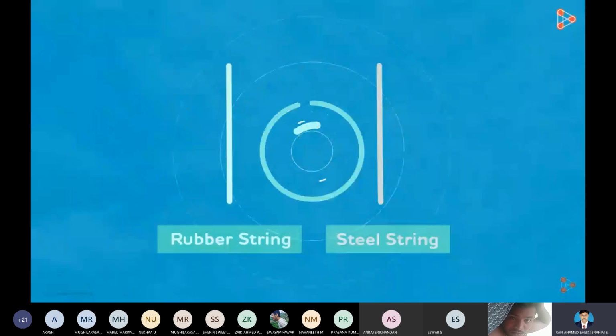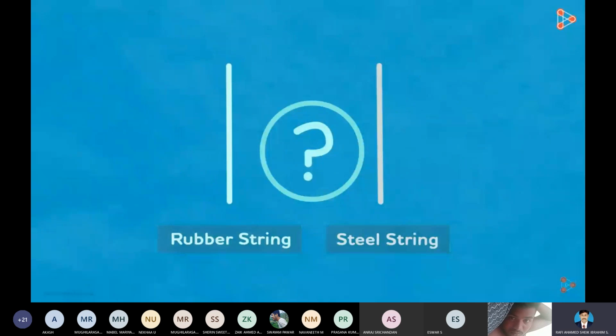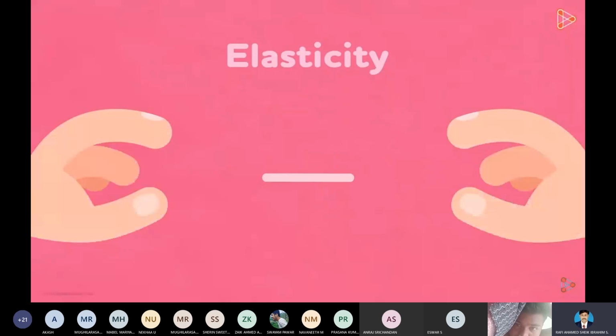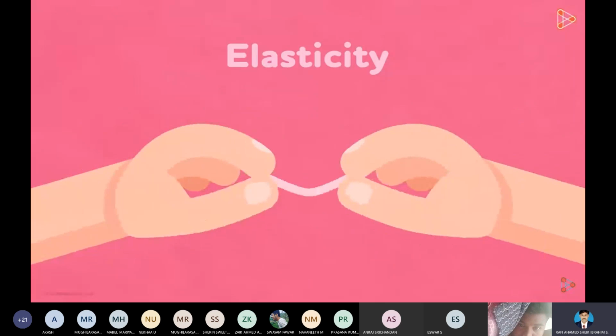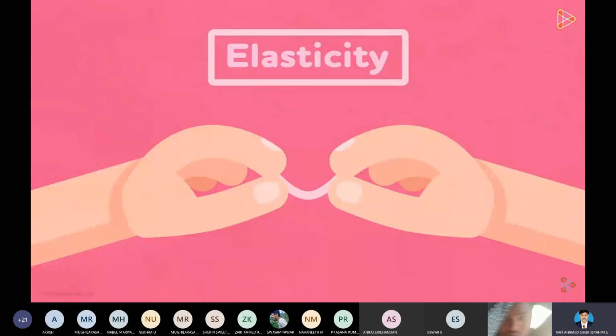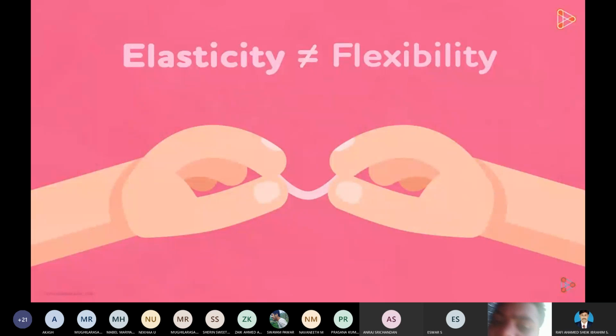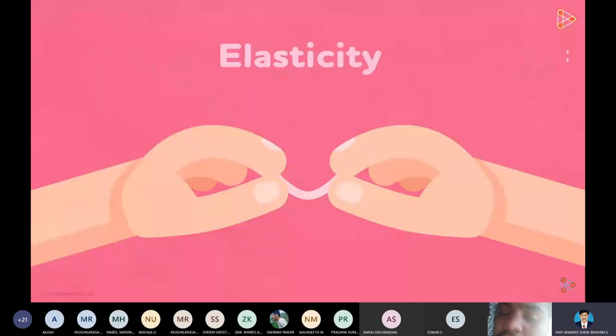So, which one would you say is more elastic? Steel or rubber? You would think that the obvious choice has to be rubber, but unfortunately, that's incorrect. There is a general misconception that a lot of us have about elasticity. We think that the more the object gets stretched or compressed, the more elastic it is. But elasticity is not the same as flexibility. In the language of physics, the term elastic has a very different meaning.